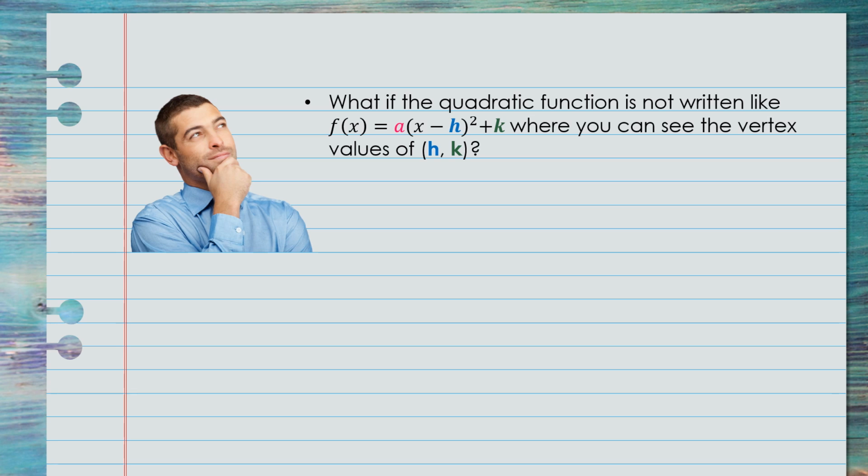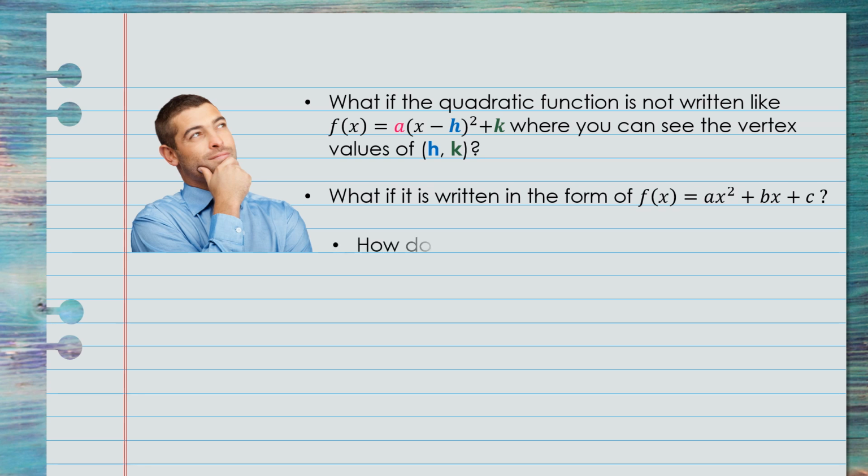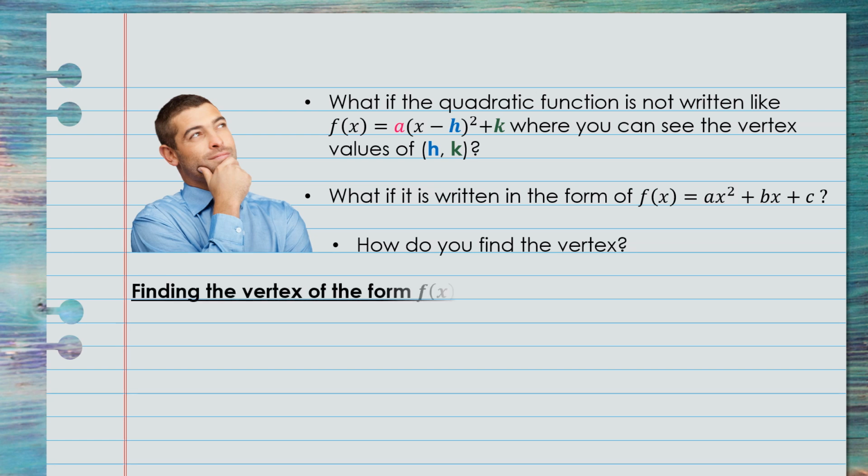What if the quadratic function is not written like f of x equals a, parentheses, x minus h, close parentheses, squared plus k, where you can see the vertex values of h and k? What if it is written in the form of f of x equals ax squared plus bx plus c? How would you find the vertex? Those are good questions. Here's how you would do it.